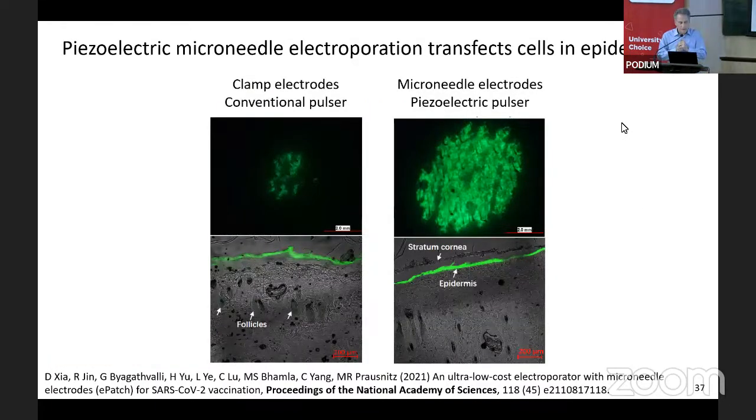So here's what happens when you use it. We can either take clamp electrodes, so these are larger electrodes that you clamp onto the skin with a conventional big box pulsar, or we can take what I just showed you, the microneedle electrodes with the piezoelectric pulsar. We then gave DNA that encodes for green fluorescent protein, and we're looking either en face, so on top, looking down at the skin, or below is a cross section through the skin. And you can see in both cases, we did transfect cells. You see the GFP being expressed, and you can then see on the cross section just a thin band of fluorescence, which is in the epidermis. So we've targeted the epidermal cells of the skin.